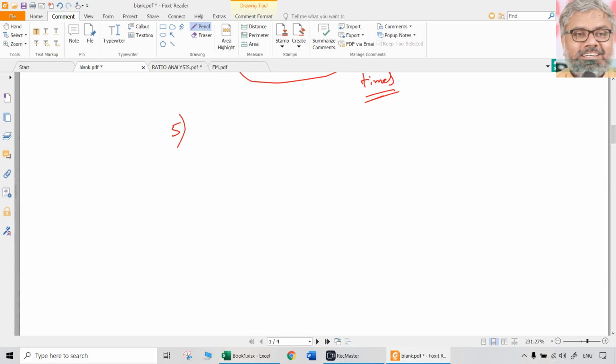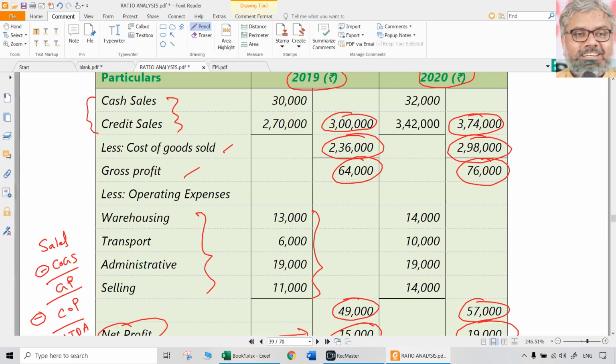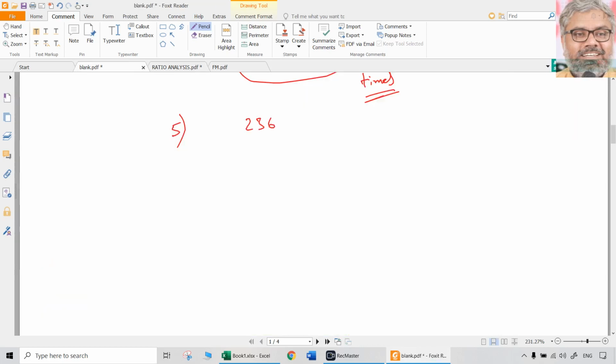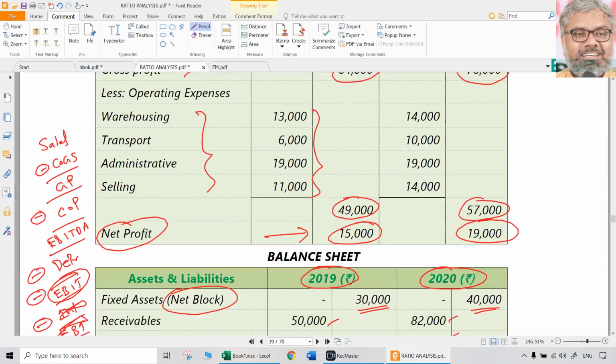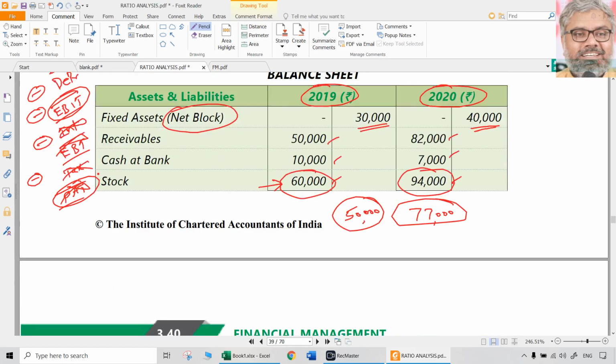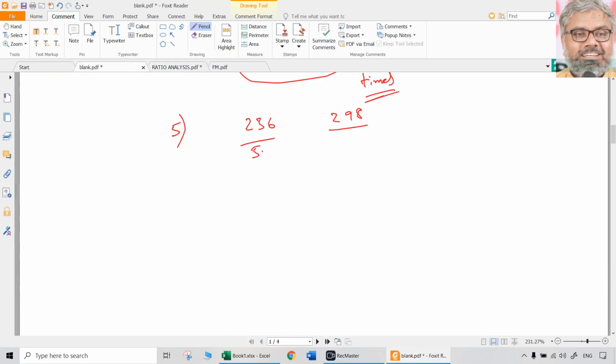So what is the formula here? Stock turnover ratio, cost of goods sold divided by average stock. So 236,298 divided by average stock we already calculated, 50 and 77 thousands. So how much is the stock turnover ratio? 236 divided by 50, 4.72 times, and 298 divided by 77, 3.87 times, both of them.